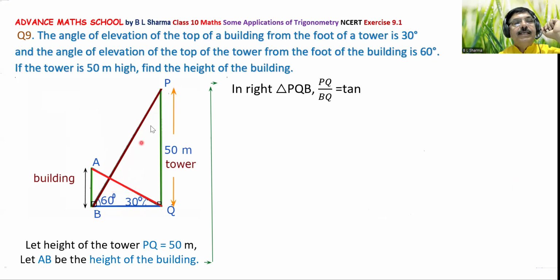Tan 30 or tan 60? Yes, the triangle under consideration is triangle PQB. So you have to take 60 degree. So that is tan 60 degree. In place of PQ, put 50, BQ as it is. But in place of tan 60, the value of tan 60 is what? Root 3. So what is BQ? BQ is 50 upon root 3.